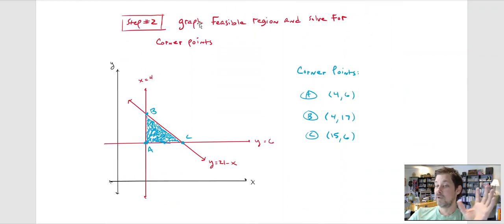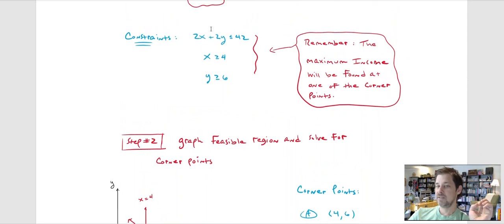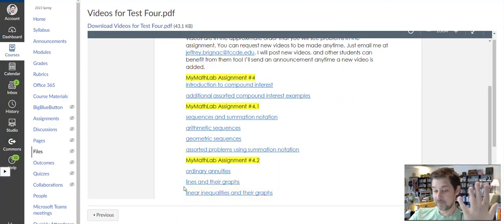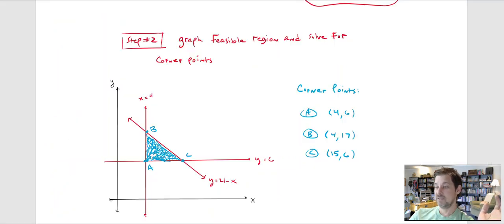Step 2, I need to graph the feasible region and solve for the corner points. So the feasible region is the region outlined by these inequalities. Now this is one of those things I'm not going to focus on a whole lot in this video because I've covered it elsewhere. In other videos that I've posted to lead up to this, I've covered how you graph a line, how you figure out where two lines intersect, and how you graph an inequality. I've done all that, so I didn't want that to be the focus of this.